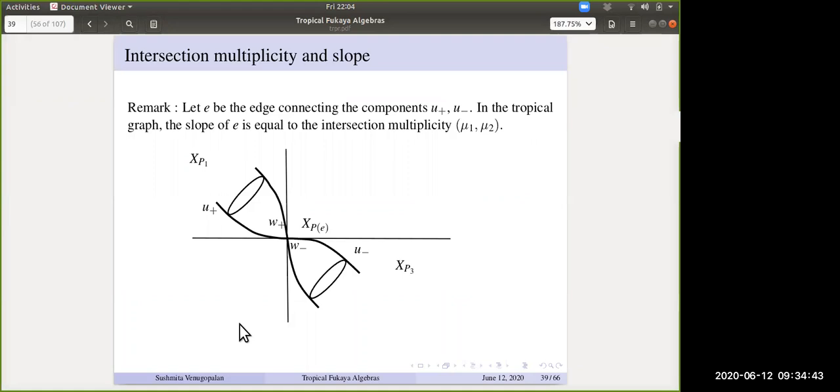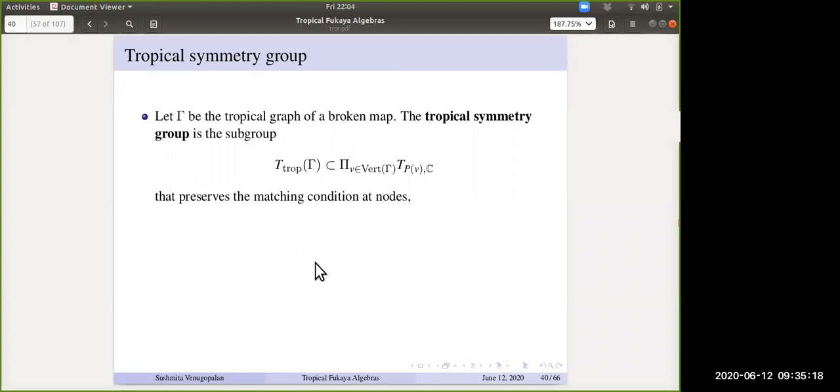So that basically finishes the definition of a broken map. So let me recall. A broken map has components in different pieces of a broken manifold. I described the broken manifold, and then we talked about what the matching condition is. And in addition, there is a tropical graph which satisfies this condition, that intersection multiplicities at nodes correspond to the slopes of edges. Okay, so that's a broken map.